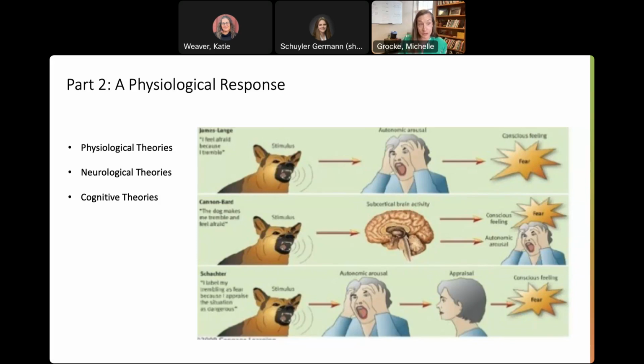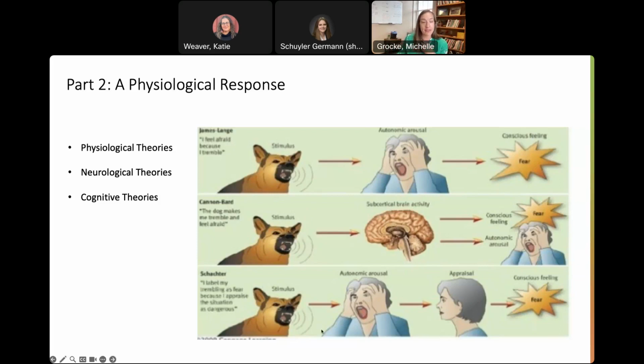So the next one, the Cannon-Bard hypothesis, so this middle one here, this theory of emotion states that stimulating events such as the bear or maybe a conversation at work trigger both emotions and physical reactions at the same time. So for example, seeing the bear might prompt the feeling of fear, the emotional response, and the racing heartbeat, the physical reaction, at the same time.